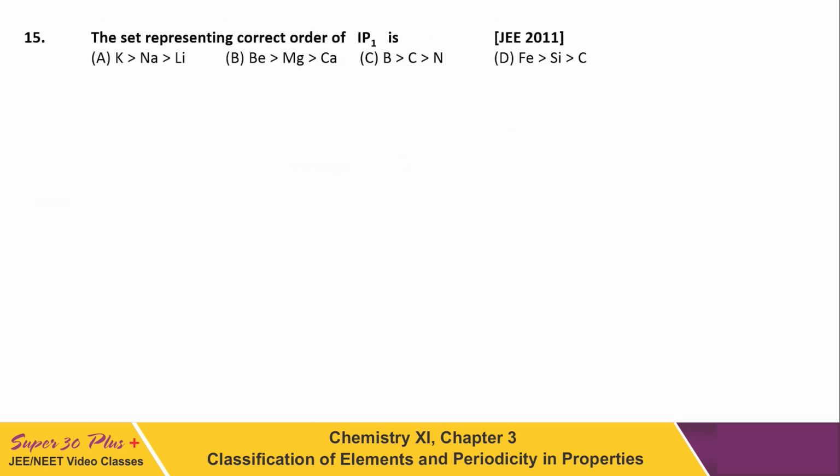Another question. The set representing the correct order of first IP. This was a question in 2011 IIT JEE. So which one is the correct order of IP? IP1 specifically, first ionization enthalpy. Now when we go left to right, IP increases as size decreases, but IP of group 2A becomes greater than group 3A, and the reason being penetration power.